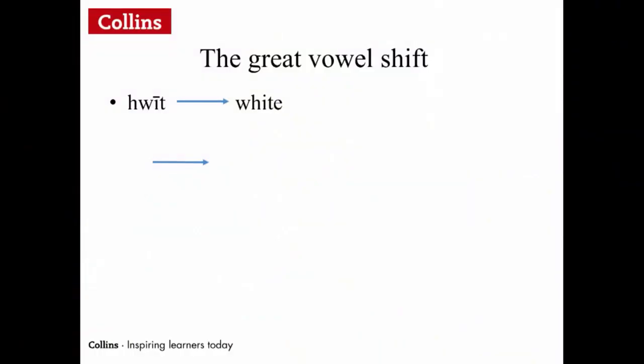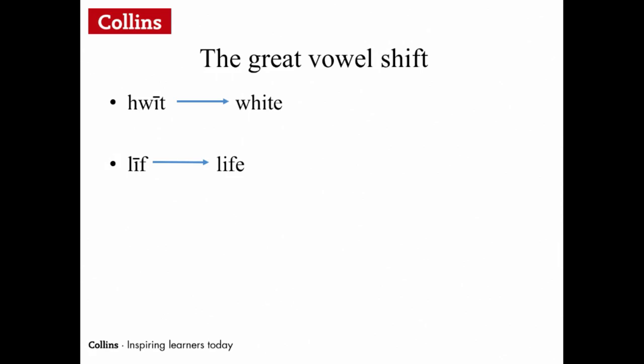E became I. Those of you who came to the quiz will know that we looked at the Old English words wheat, which is modern day English white, wheen, which is modern day English wine, and leaf, which is modern day English life. Those changes in those vowel sounds are because of the Great Vowel Shift.